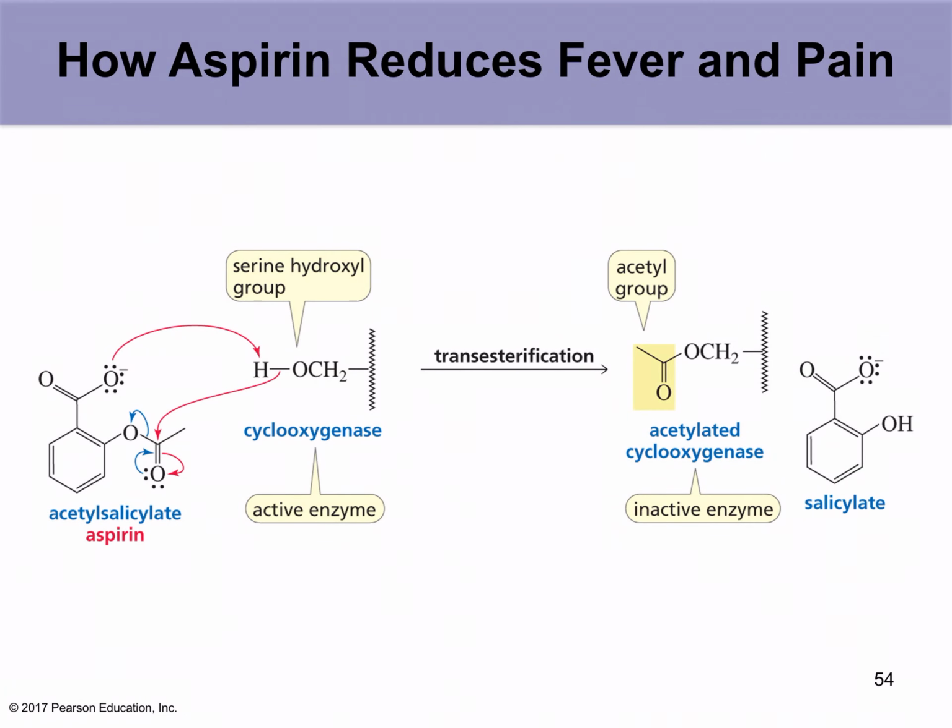Hello everyone. So last time we stopped at this slide and we also learned about transesterification, right? So one ester forms another ester with a different alcohol. So we will see how aspirin reduces fever and pain, and that we can incorporate some of the chemistry that we have learned, some of the reactions, and how we can get rid of the pain by having aspirin.